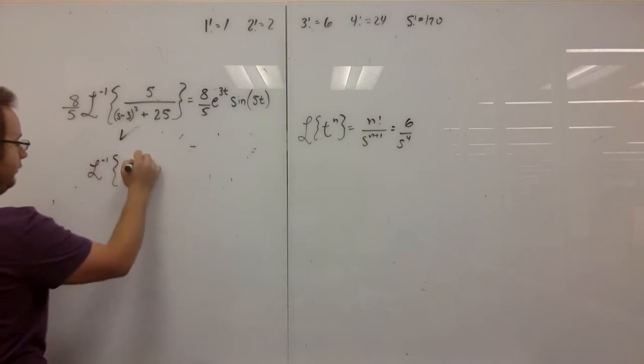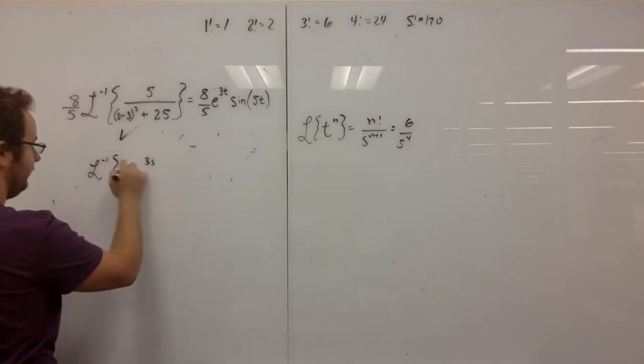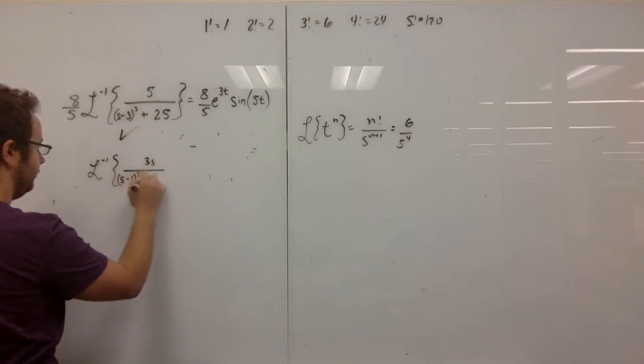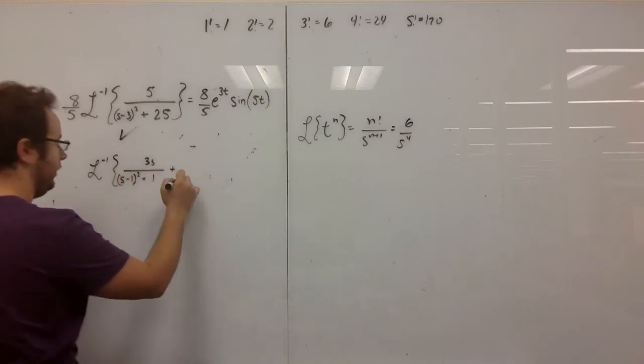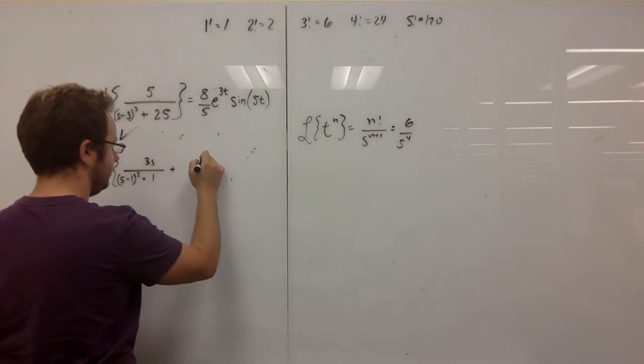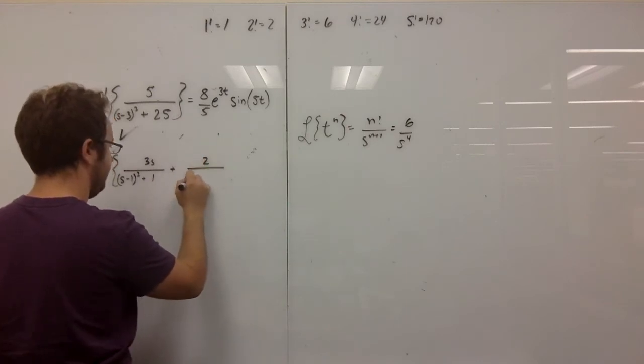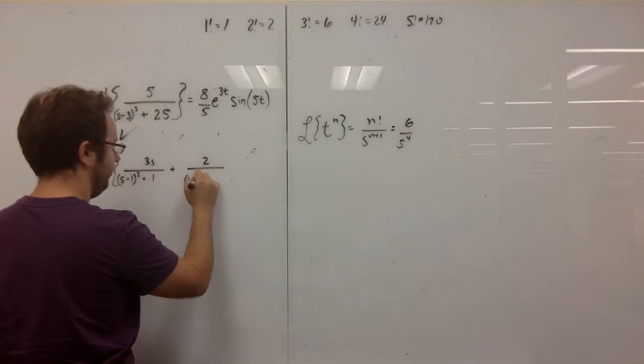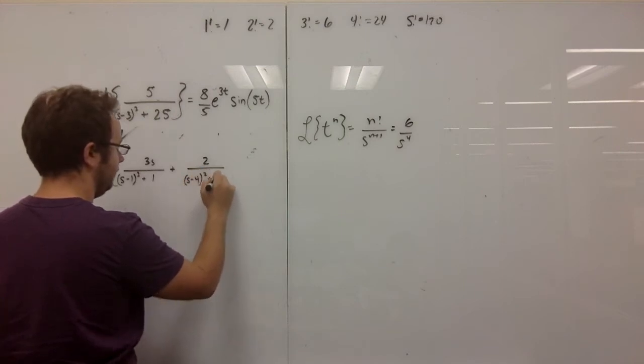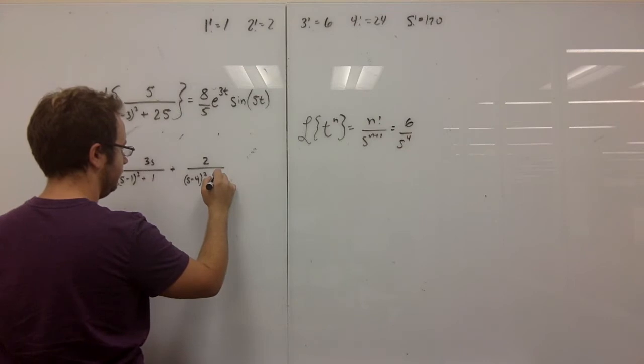Do one more, like this. Laplace inverse of 3s over (s minus 1) squared plus 1, plus 2 over (s minus 4) squared plus 9.